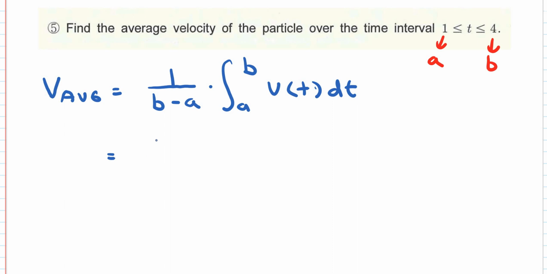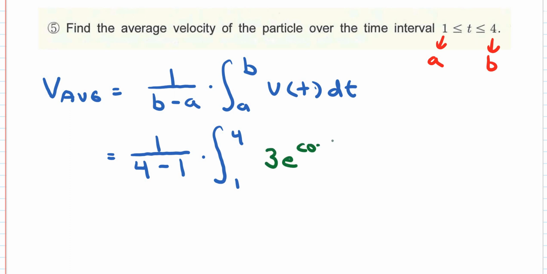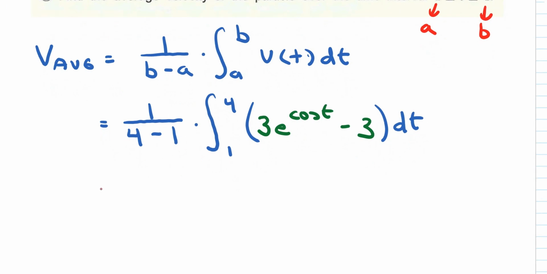And now let's just input the numbers here. So 1 divided by, the b value is 4, the a value is 1, times the integral from 1 to 4. And then I'll use my green marker again. Our velocity function is 3e to the cos t minus 3, and this is with respect to t, so I need a dt there. And once again, you would just go to a calculator in this case, and I get negative 1.007.